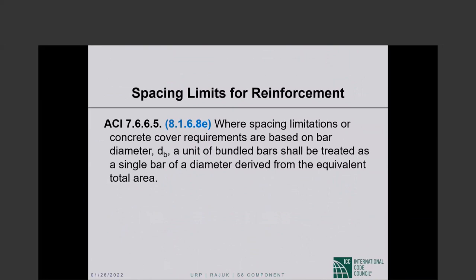Spacing limits for reinforcement. Where spacing limitations or concrete cover requirements are based on bar diameter, a unit of bundled bars shall be treated as a single bar of a diameter derived from the equivalent total area. So you will take the total area of the 3 bars in the bundle, and then you will come up with an equivalent diameter. So pi by 4 d squared shall be the total area of the 3 bars in the bundle. I think this language is clear. So the spacing of 1 bar diameter would mean the equivalent diameter of the bundle.